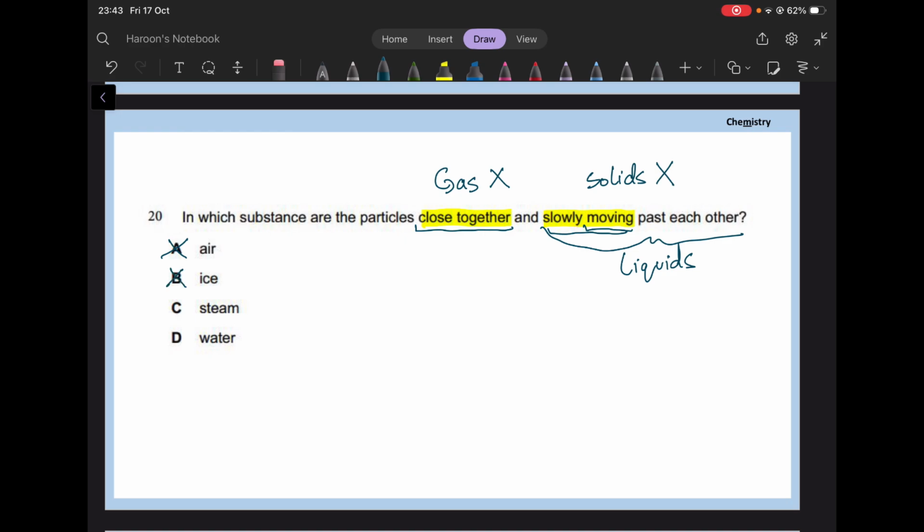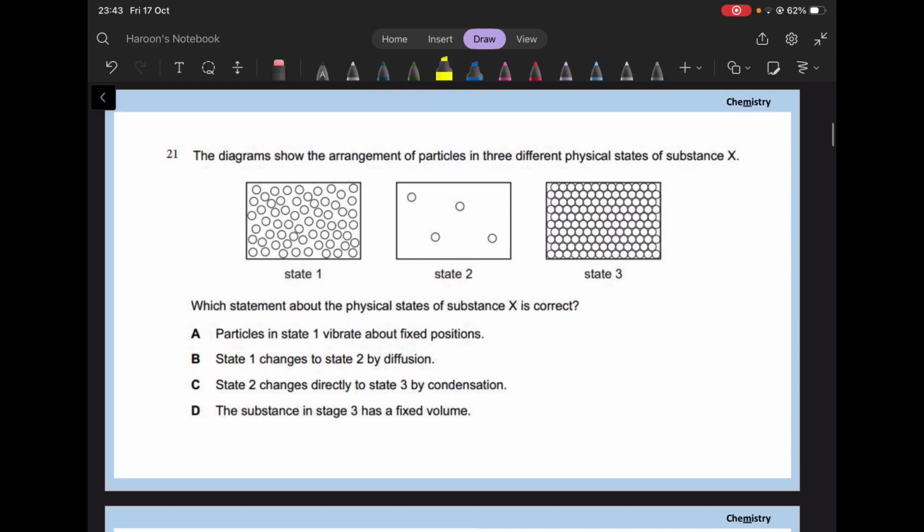In C, we have steam. Steam is also a gas, gaseous state, right? Basically, gaseous state of H2O or water. So C is out as well. We are looking for a liquid. D is water. That makes this the correct answer. Water is a liquid. So you are looking for a liquid. D is the answer. Next question.